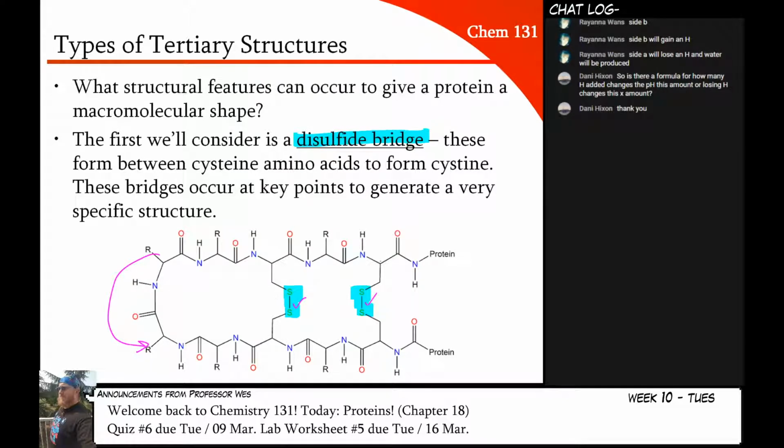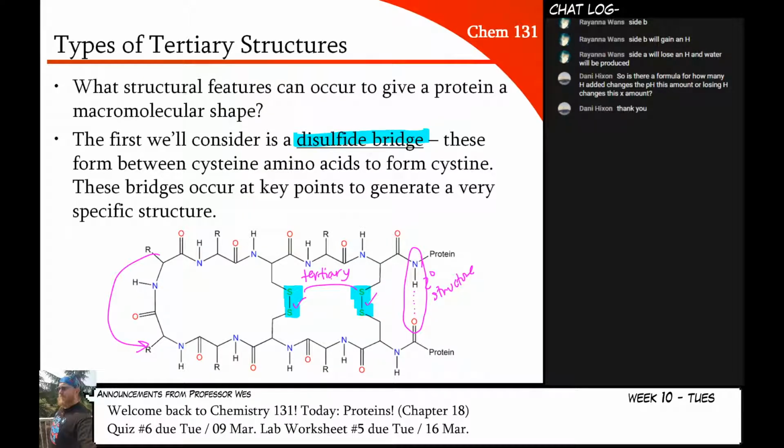Now, these will complement hydrogen bonds. So this would be a secondary structure right here, because this is a hydrogen bonding, not between R groups. But these right here would be a tertiary structure. So disulfide bridges are probably the most common tertiary structure that we're going to refer to. They're the most obvious one.